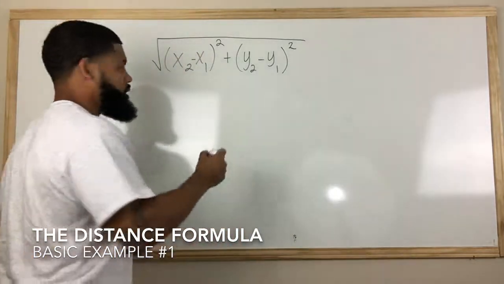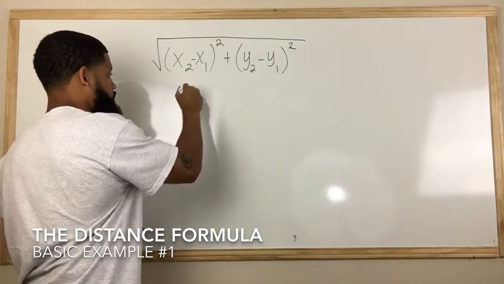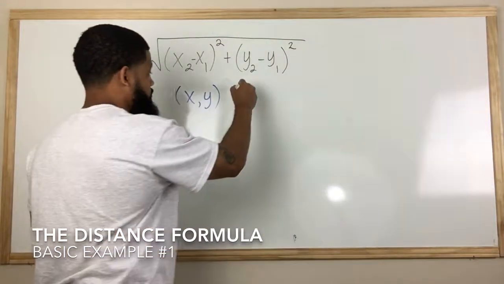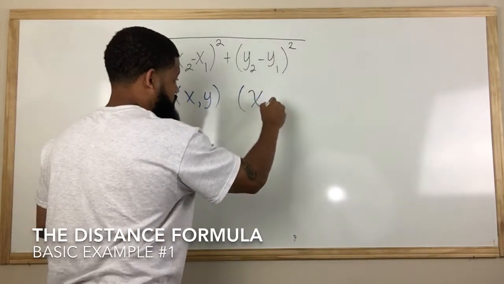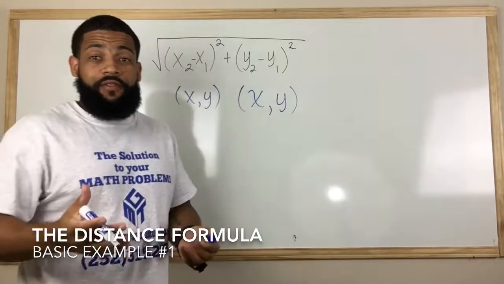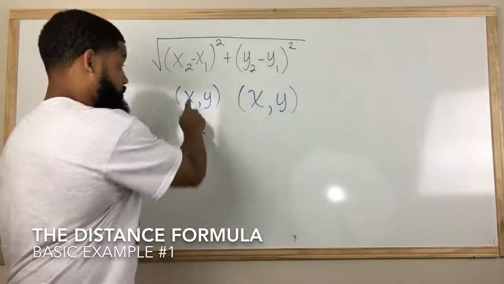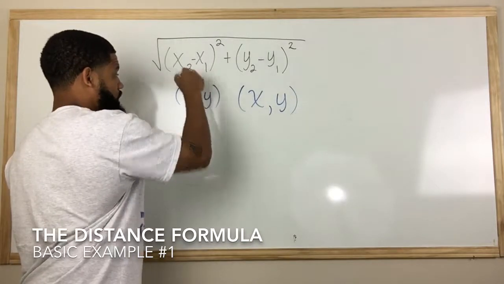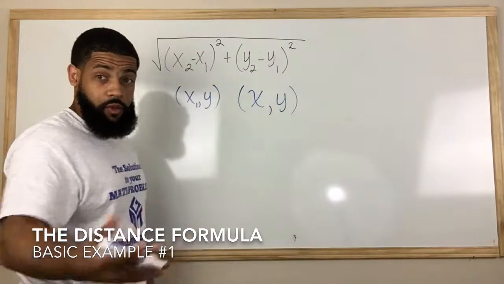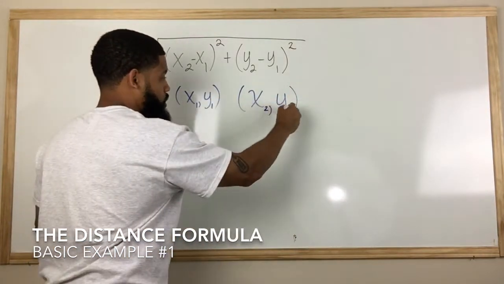Well, it's just two ordered pairs. So let's say in every ordered pair, I have an x coordinate and I have a y coordinate. I have a second one. I have an x coordinate and I have a y coordinate. So if I take these two coordinates and I want to find the distance between them, then the first coordinate, x1, is the x coordinate from the first one. And then this would be x2, this would be y1, this would be y2.